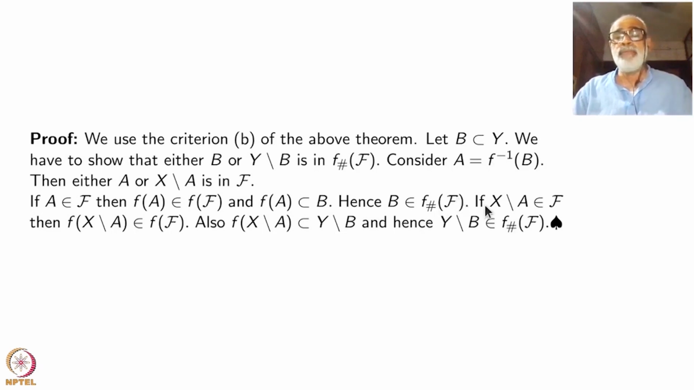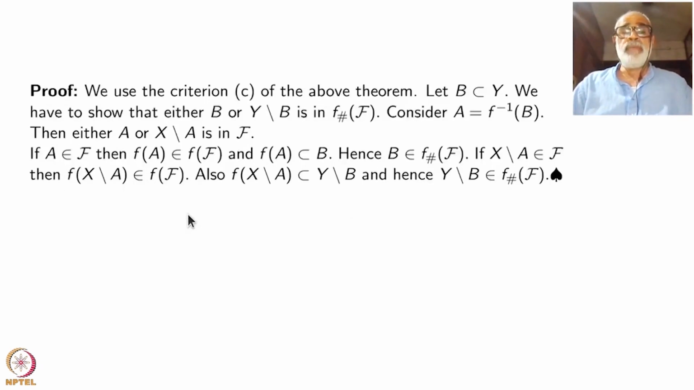The other case is if X minus A is inside F, then F of X minus A is inside F check of F by just the set theoretic definition, right? X minus A is a member here, F of X minus A is in this family. Also, F of X minus A is now contained in Y minus B. Therefore, being a superset, Y minus B will be inside F check of F. So we have shown that B or complement of B is inside F check of F for arbitrary subset B of Y, which means F check of F is an ultrafilter.